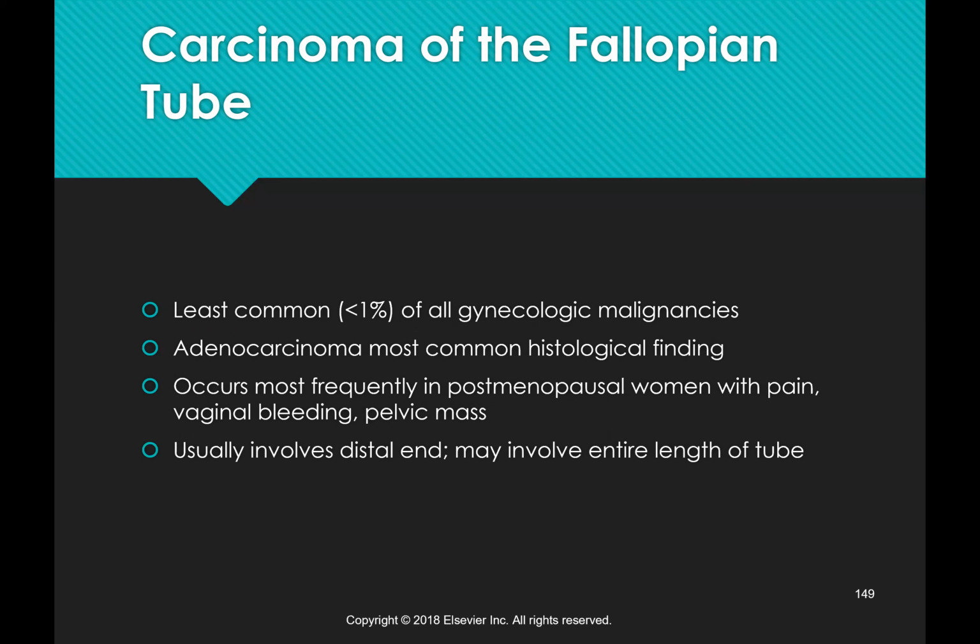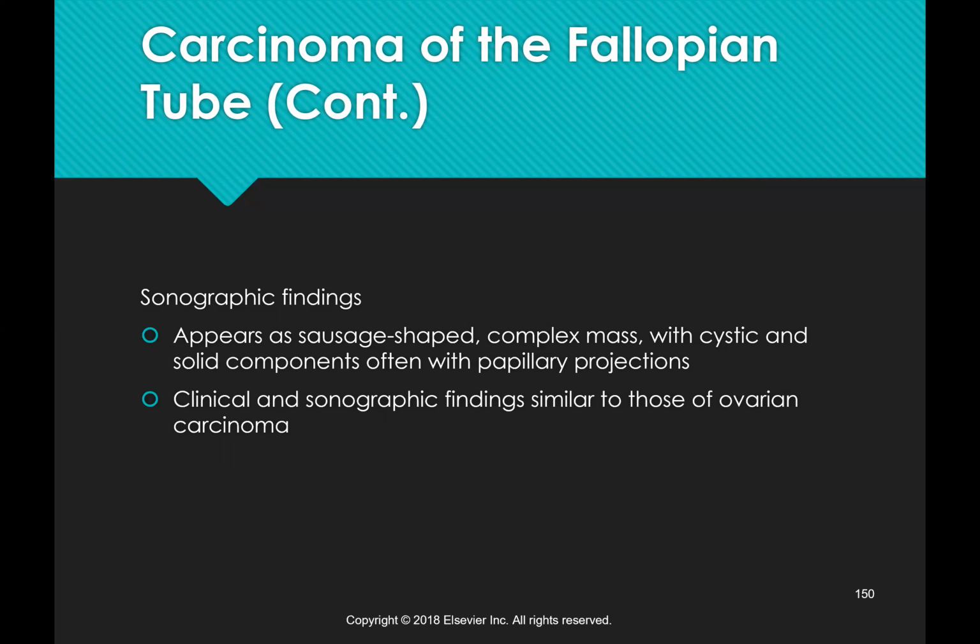So our last thing we're going to talk about is carcinoma of the fallopian tube, which is very, very rare. And actually, that's really what I want you to know, is that fallopian tube cancer is very, very, very rare. If you do have that, it's an adenocarcinoma. It occurs most frequently in postmenopausal women with pain, vaginal bleeding, and pelvic mass, and usually involves the distal end. So you're going to see a sausage-shaped complex mass with cystic and solid components. And then clinical and sonographic findings are similar to those of ovarian carcinoma.